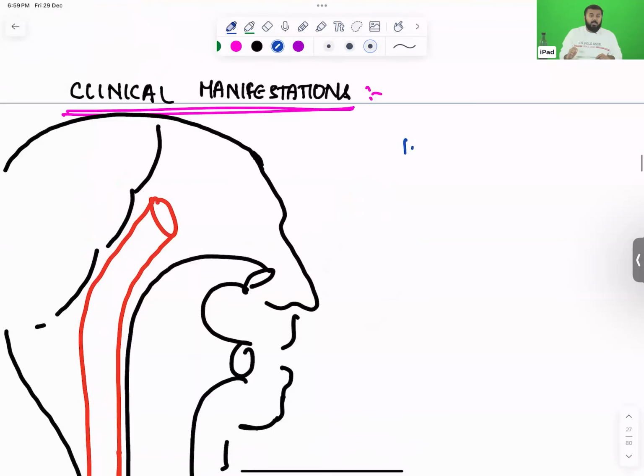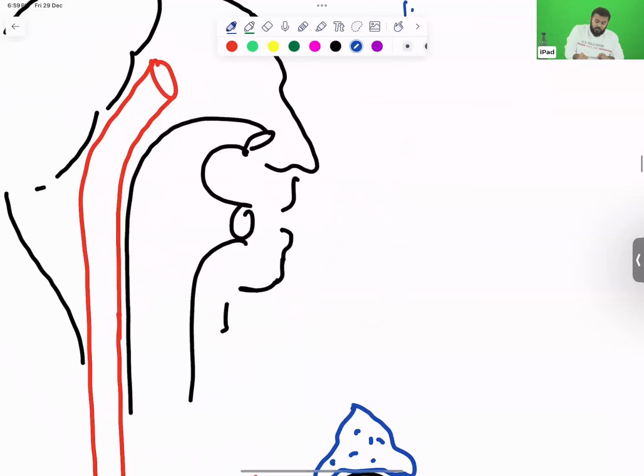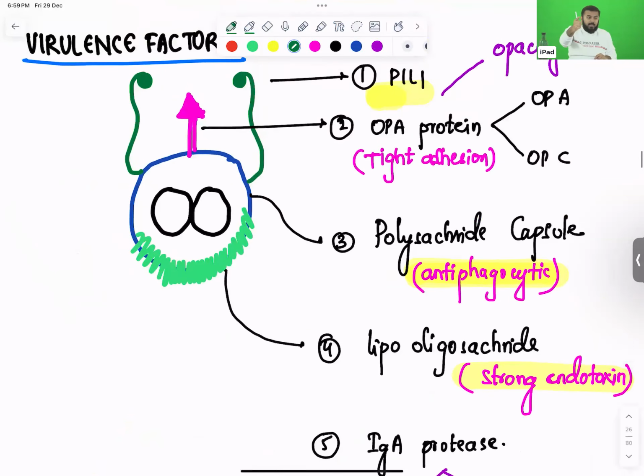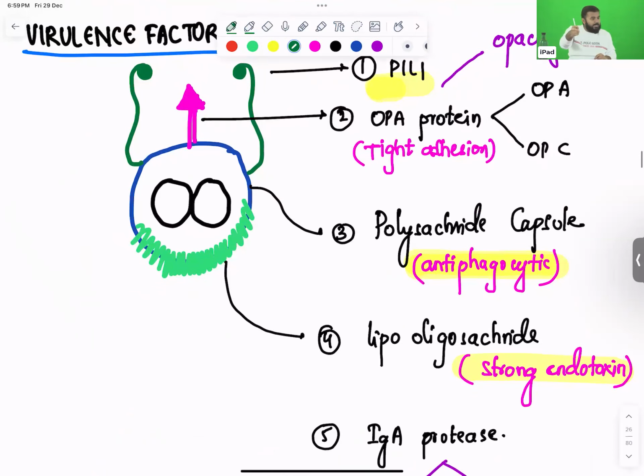The first important clinical manifestation is that you see a bacteria. This bacteria basically through, let us say the oral or mostly through the respiratory droplets, is right now here. Now this bacteria has to attach to the host cell like this. How will it attach? It will attach by pili. It will attach with the help of OPA protein. Pili, loose attachment; OPA protein, tight attachment.